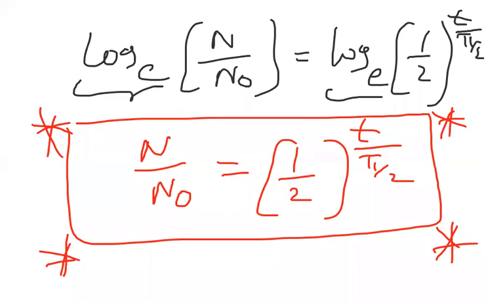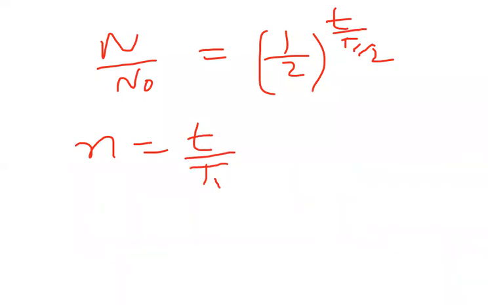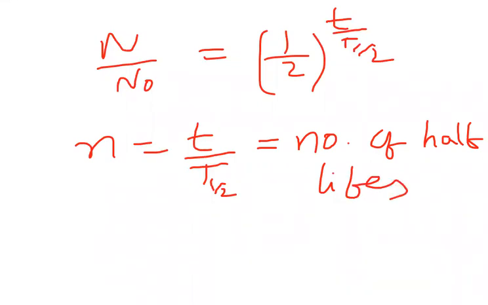N by N naught is 1 by 2 whole power t by t half. So this is the main formula for objectives, beta. And here, one more point I have to explain. I told you N by N naught is equal to 1 by 2 whole power t by t half. So this t by t half is nothing but the number of half-lives. t is instantaneous time and t half is the half-life. Instantaneous time by half-life is called the number of half-lives. I hope you are clear.